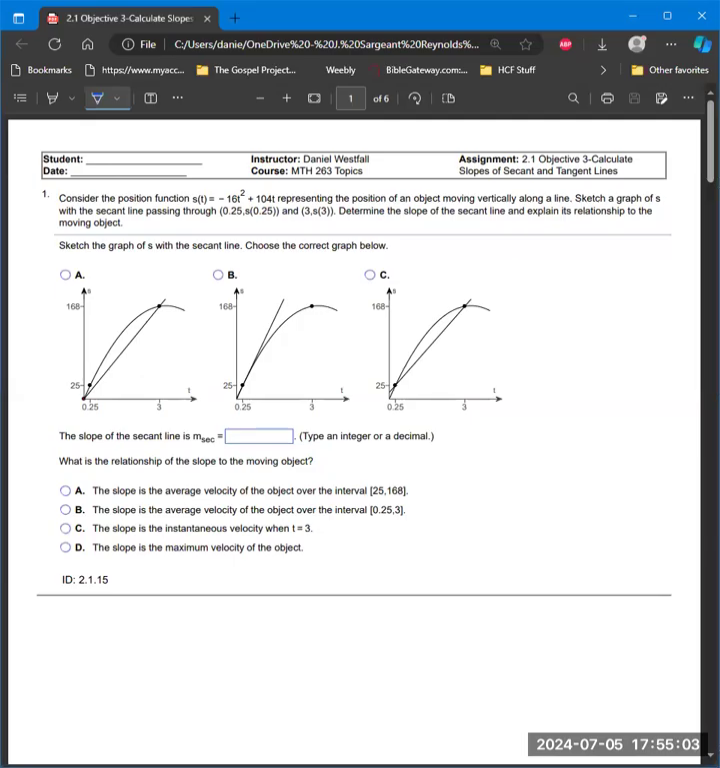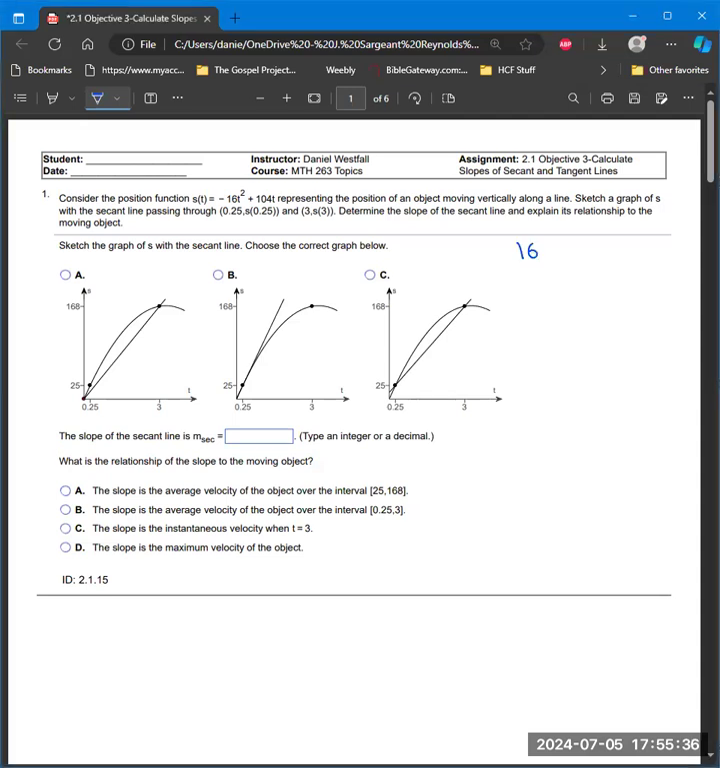In this video, we're going to talk about 2.1 Objective 3, where we calculate slopes of secant and tangent lines, very similar to what we just did in the last video. So I'm not going to show you my calculator this time, since we just looked at that, but let's go ahead here and stick in 0.25 and 3 to calculate our values.